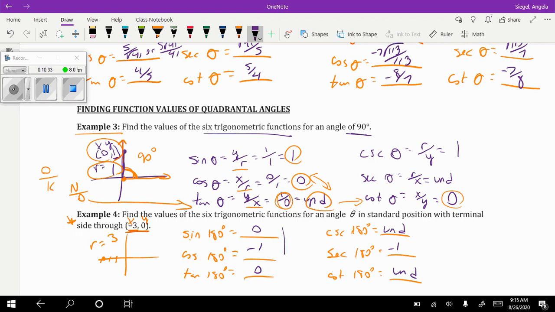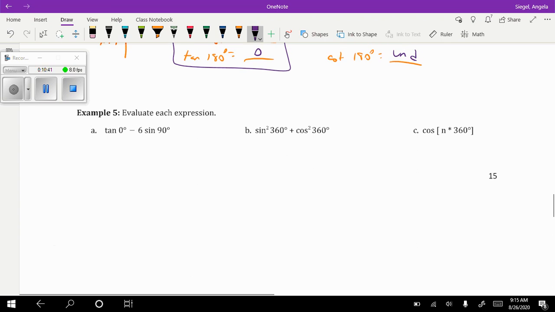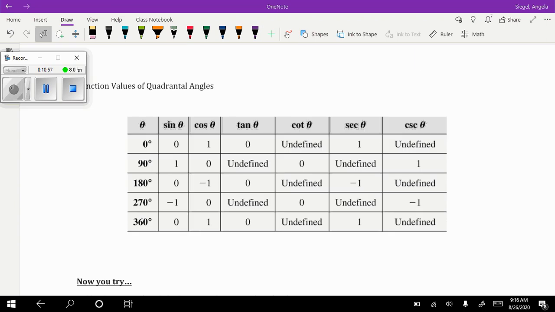Okay, so I have these as my answer, and again, I use the x, y, and r as kind of my guide. Okay, so on this next example, we are going to use these values. Notice these are all quadrantal angles that we're dealing with, and apply them to evaluate these expressions.